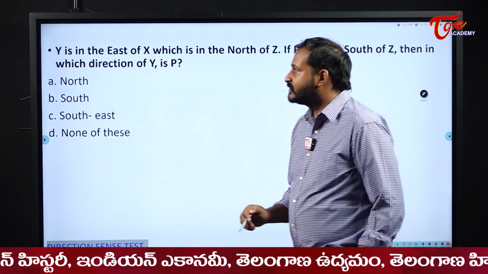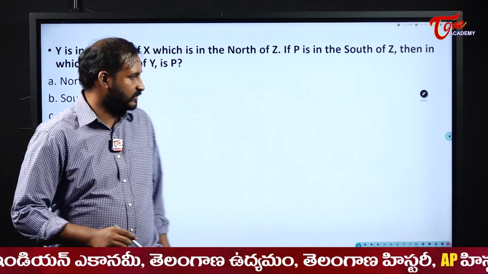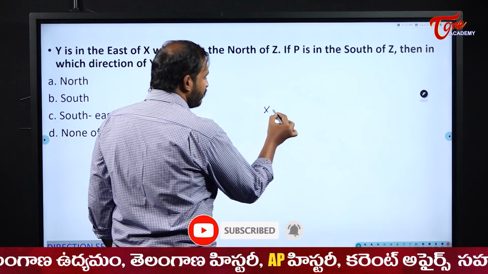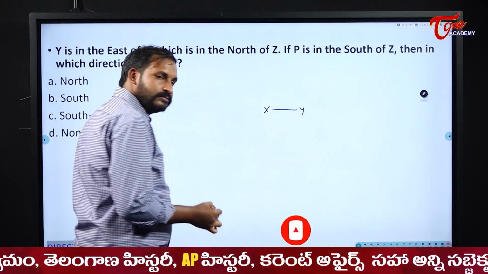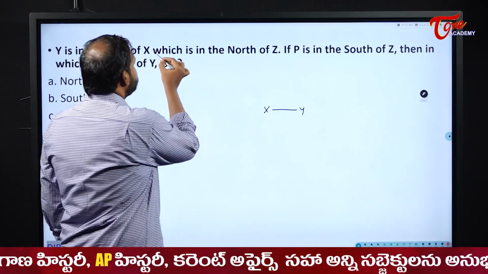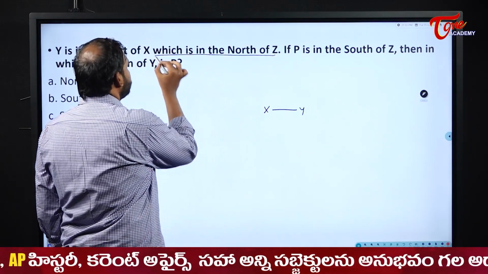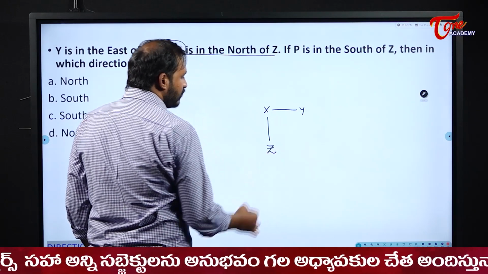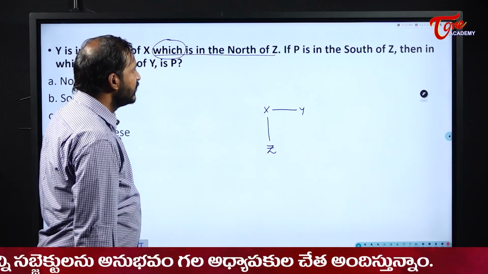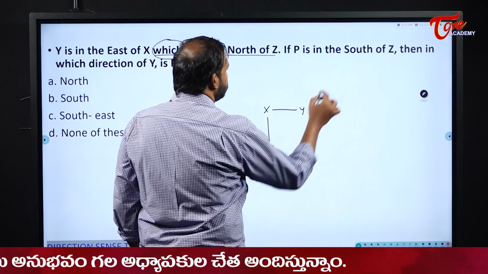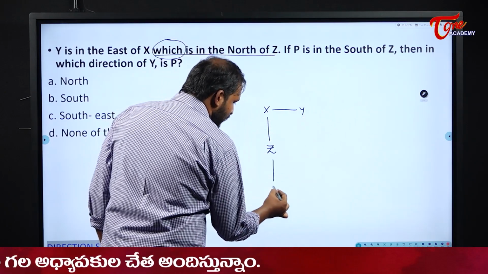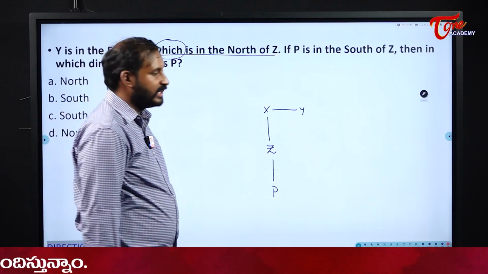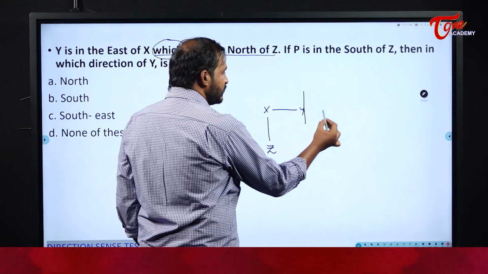Next, y is to the east of x. If I have x here, y is to the east of x, that means I will have y here. Next, x is north of z, so I have z here. If P is in the south of z, I will have P here. Then in which direction of y is P?